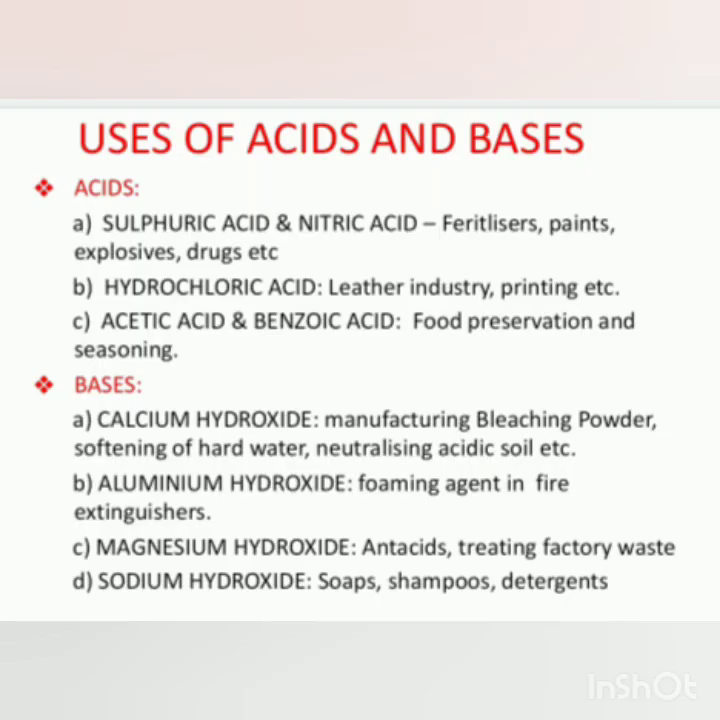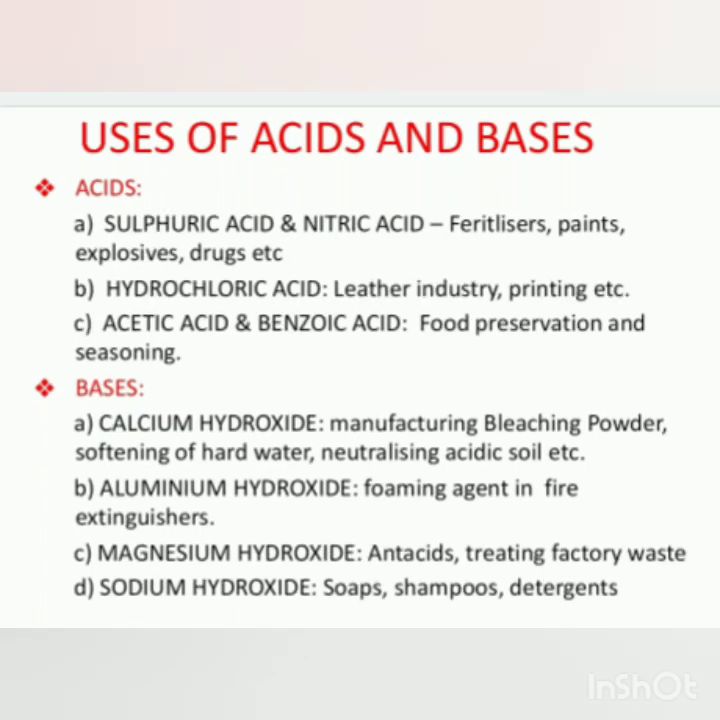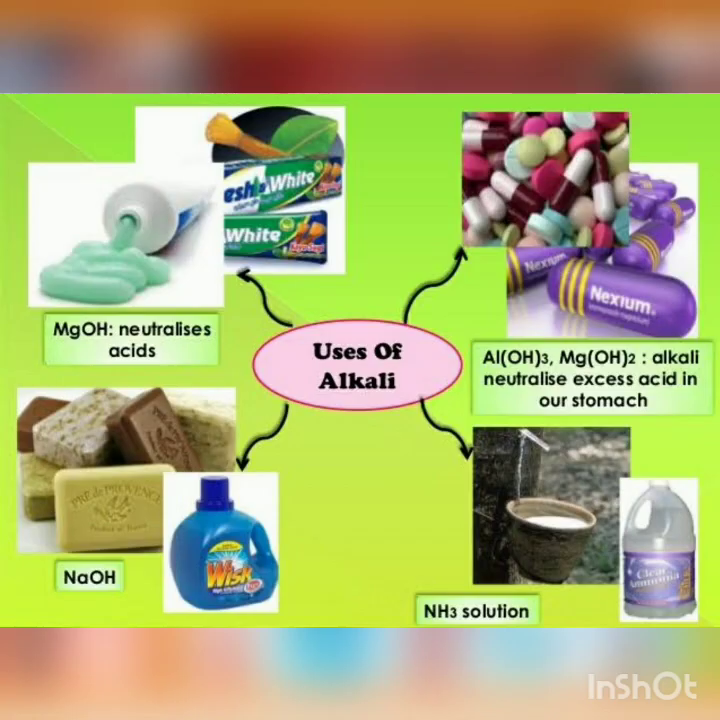Now bases. Calcium hydroxide is used for manufacturing bleaching powder, softening of hard water, neutralizing acidic soil. Aluminium hydroxide is used as a foaming agent in fire extinguisher. Magnesium hydroxide is used as an antacid and also for treating factory waste. Sodium hydroxide: soap, shampoos, detergent, they contain sodium hydroxide. And here is the diagrammatic representation of uses of alkalis.